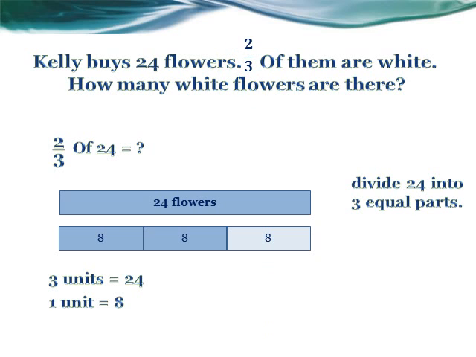Now let's go back to the problem. It says 2/3 of them are white. So meaning there are 2 parts of 1/3. Therefore the white occupies 2 units out of the 3 units. If 1 unit is 8, therefore 2 units is equal to 16. So therefore the answer is there are 16 white flowers.